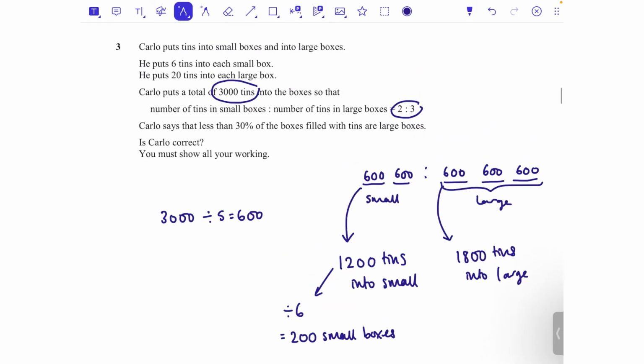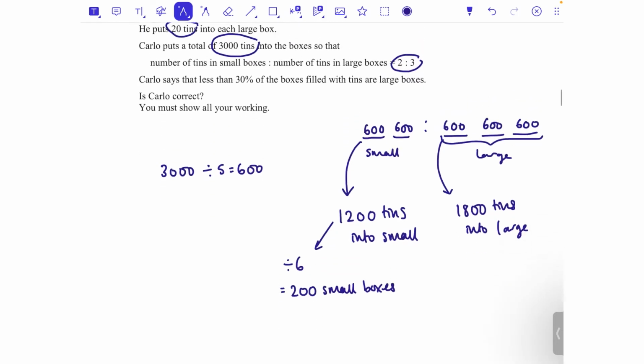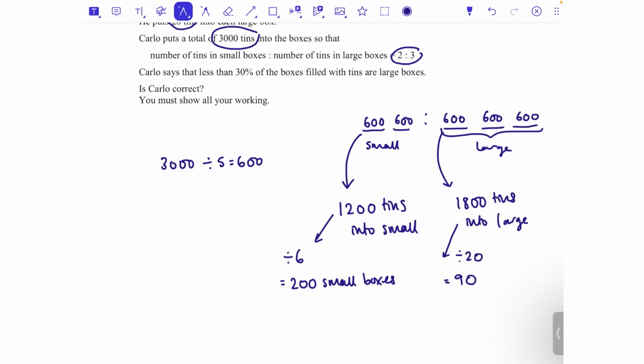And then I know that making a large box is 20 tins. So let's divide this one by 20. So 1,800 divided by 20 is 90. So we know that there are 90 large boxes.